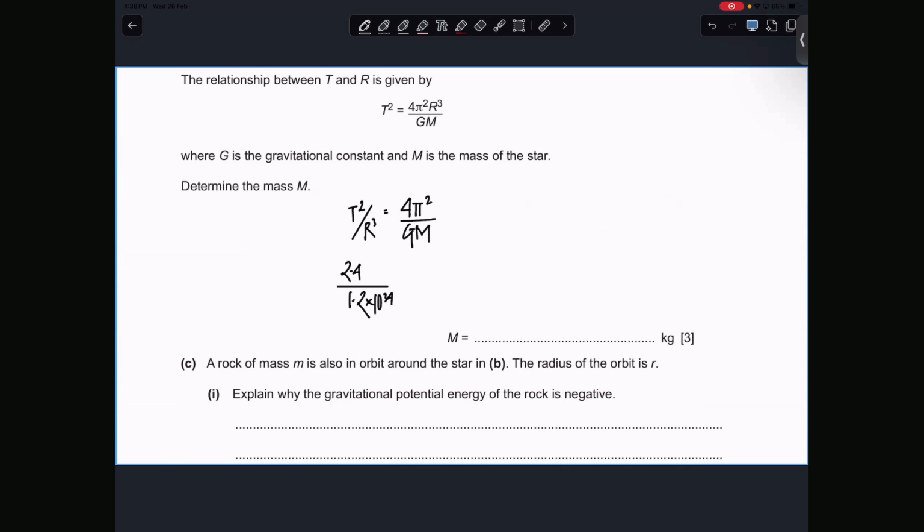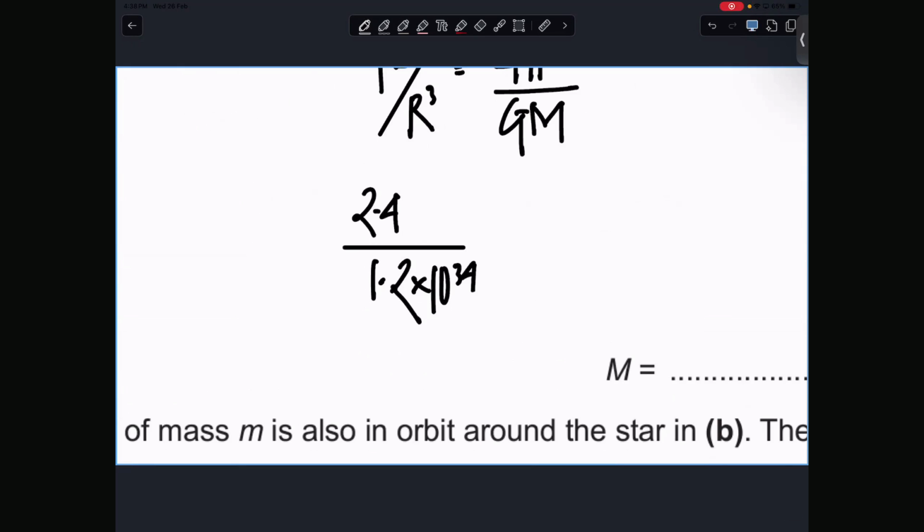Right. So I have to convert 2.4 years into seconds. How do you do that? Into 365, into 24, into 3,600, and then what do you do here? Square it. Do you square the 2.4 or do you square only the conversion? Conversion, right? Because 2.4 is the value.